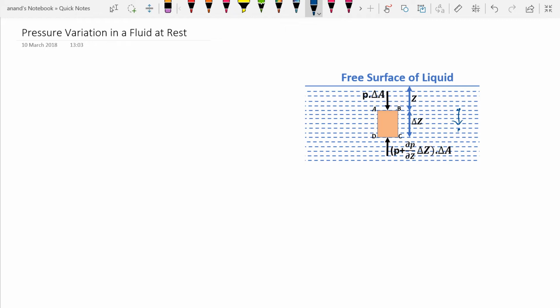Variation of pressure refers to the concept that when we move downward in a static fluid, a variation in pressure is observed, and that variation we have to measure. So, first of all, let us discuss the hydrostatic law.